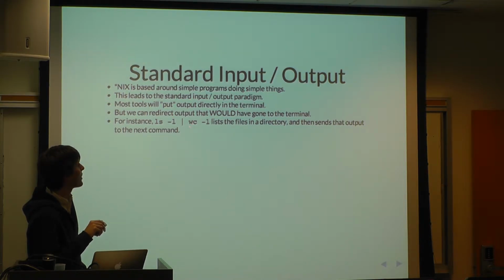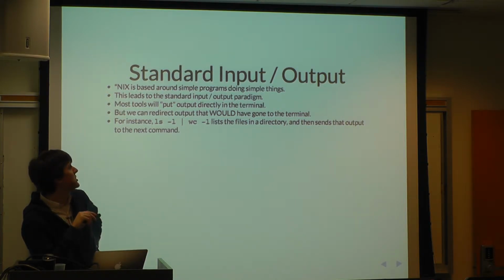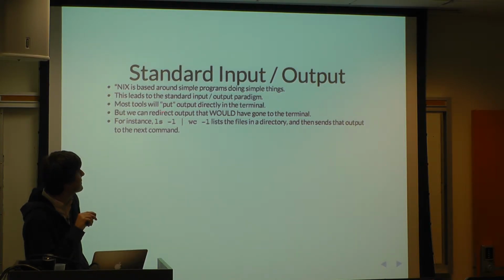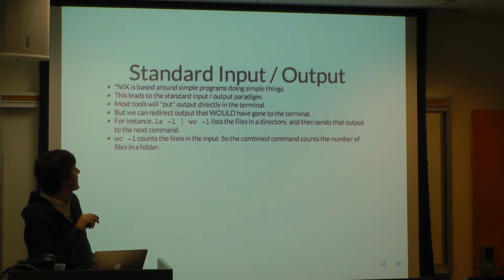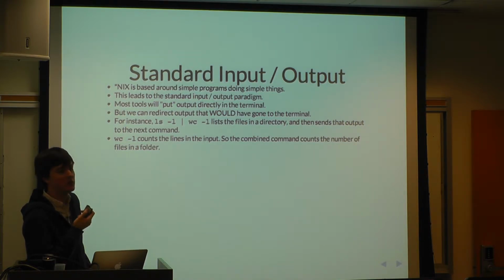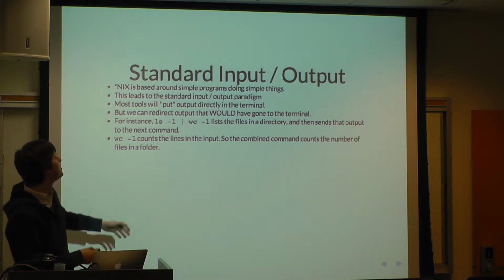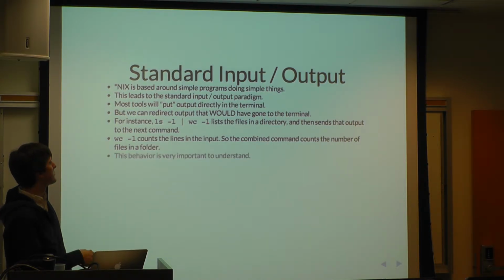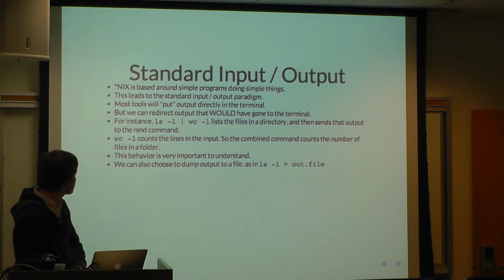So I say word count, and then this flag here means count the number of lines. So the first part lists the files in the directory, then this part sends it to the next command, then the next part counts the lines. So the combined command counts the number of files in a folder. The way you chain these things together is pretty important for the way you do things.